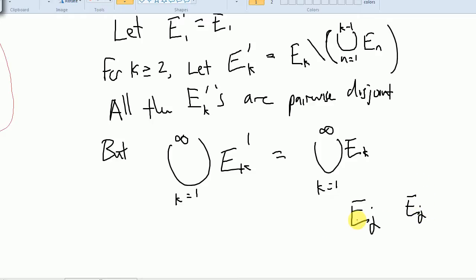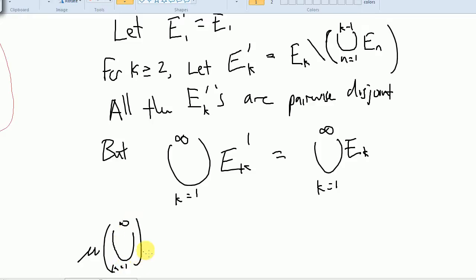So if you're in one of the E sub k's, you're in one of the E sub k primes as well. And so these two sets are equal. Now the measure of the union from k equals 1 to infinity of E sub k is equal to the measure of the union from k equals 1 to infinity of E sub k prime, because it's exactly the same set.